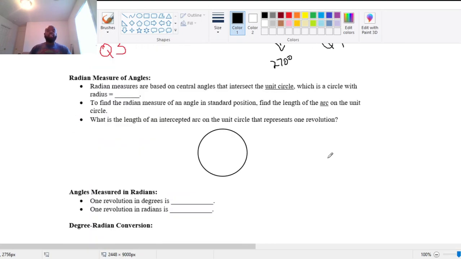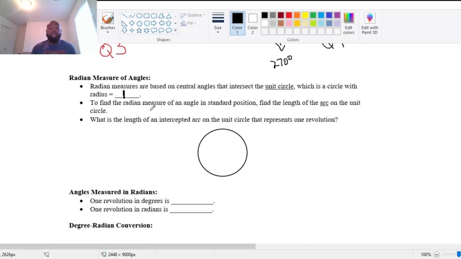Not only can we measure angles using degrees, we can also measure angles using radians. Radian measures are based on central angles that intersect the unit circle. All right, anytime we use unit in math, if we call an object the unit object, it basically represents the number 1, right? And so when we say the unit circle, it is a circle with a radius that's equal to 1.